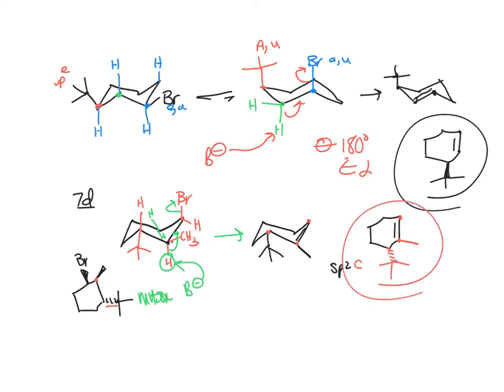All right, and there's your product for 7D. People lost a point if you didn't draw your chair conformations properly or Newman projection. Okay, and then we have the last one for this. Actually, no, everybody did fine with the electrophilic addition 11A, so I'm not going to go over that, but let me just go over a couple on 8.